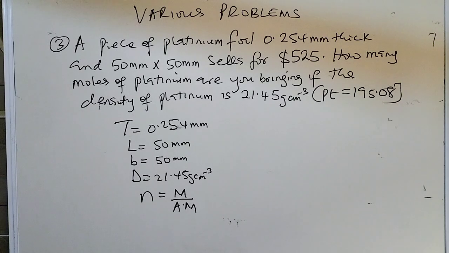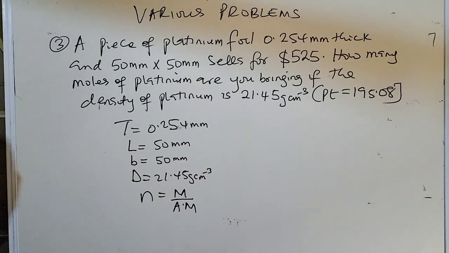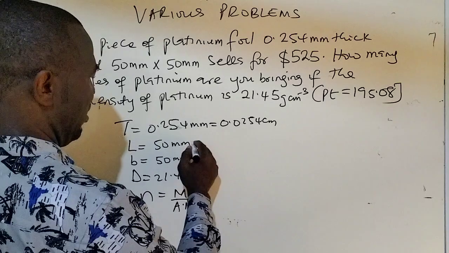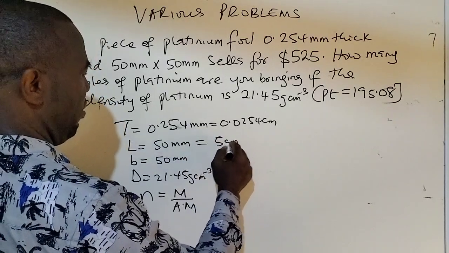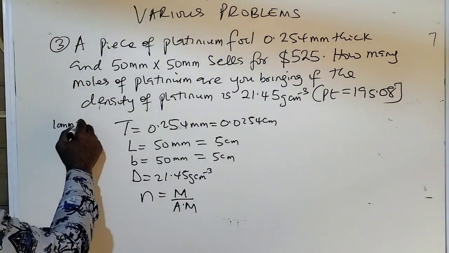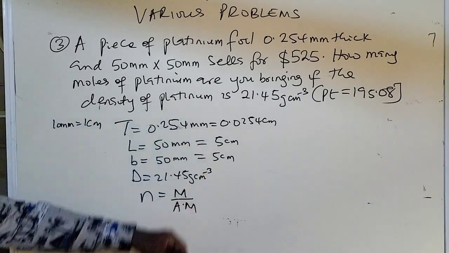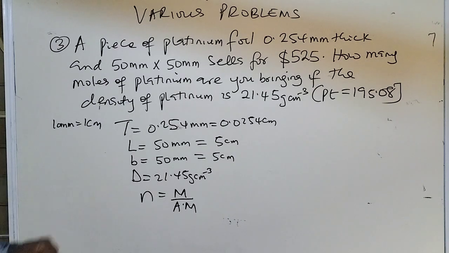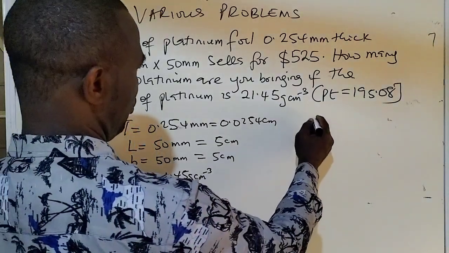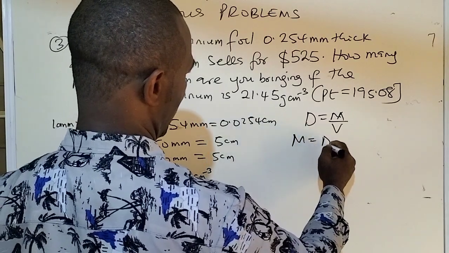So what I'm going to do is harmonize the units. I'm going to bring the millimeter to centimeter by dividing each of them by 10. That'll give you 0.0254 cm, 5 centimeter, and also 5 cm, because 10 millimeter make 1 centimeter. So convert each of them to cm by dividing all of them by 10. Having done that, I have density, and I want to find my mass. Remember that from your physics or physical chemistry, density is mass over volume. So mass should become density times volume.